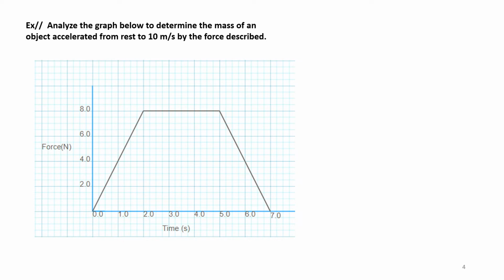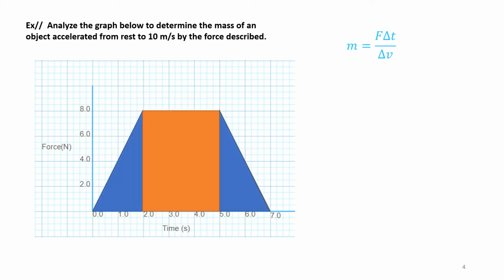Moving on to an example. Analyze the graph below to determine the mass of an object accelerated from rest to 10 meters per second by the force described. So to start off this question, we manipulate the impulse momentum theorem to solve for mass. Doing so, we get mass equals F delta T over delta V. F delta T can be determined by finding the area under the graph. We do so by breaking it into simpler shapes.